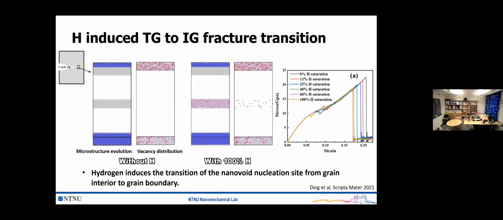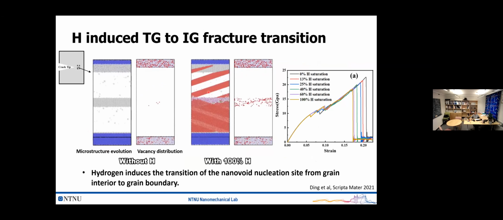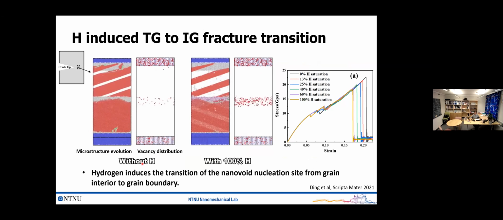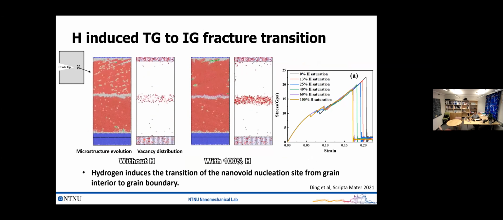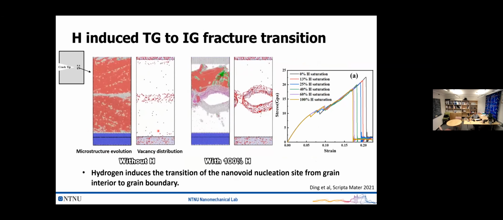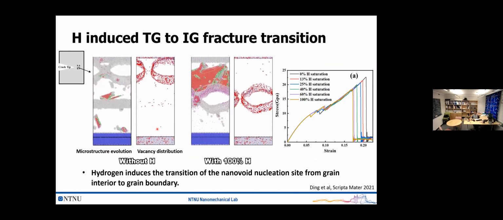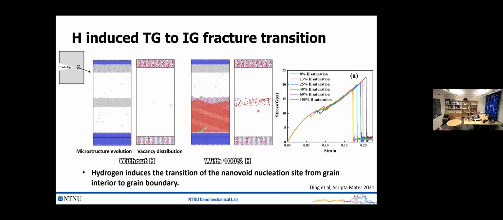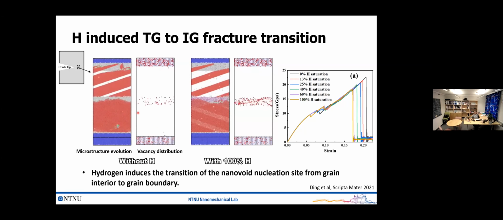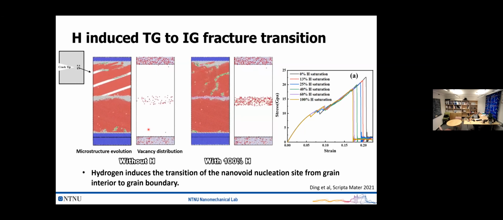dynamic process here, the left case without hydrogen, the middle one with the hydrogen, and inside here, left is microstructure evolution and right is the vacancy distribution. And both in the same time scale. Interestingly, we see that in the hydrogen case, the twinning or the dislocation occurs much earlier, and the vacancy concentration is much higher compared to the hydrogen-free case.